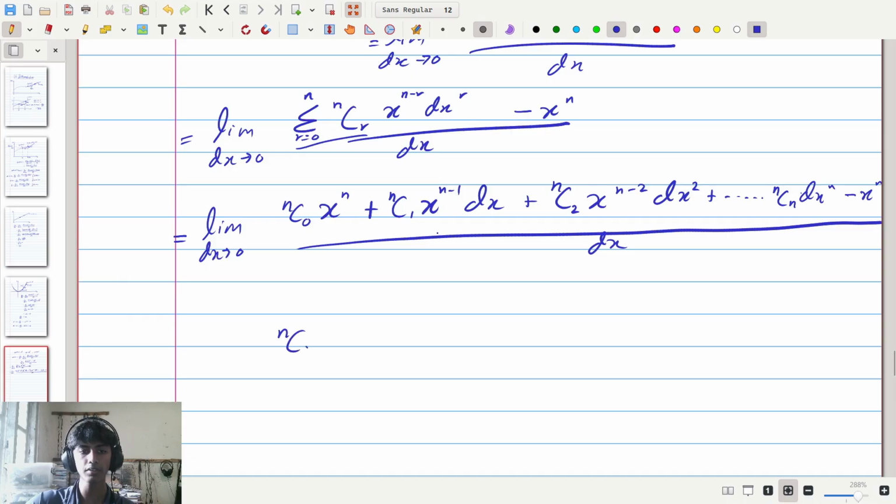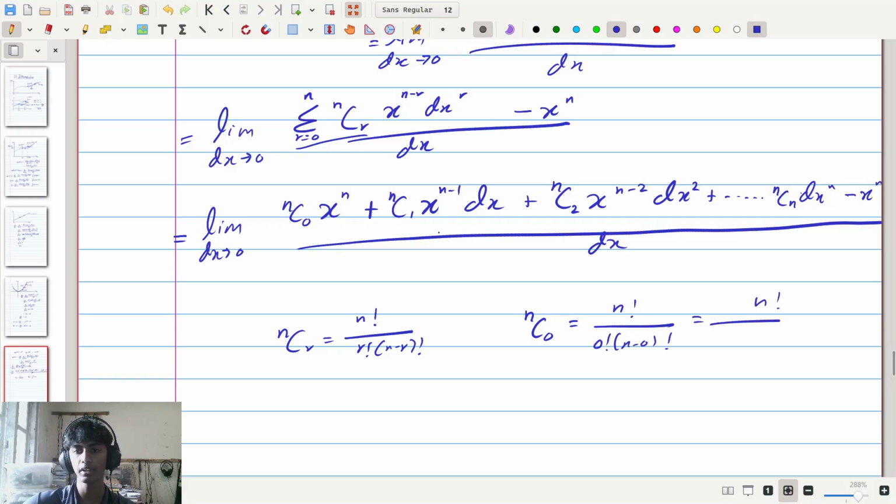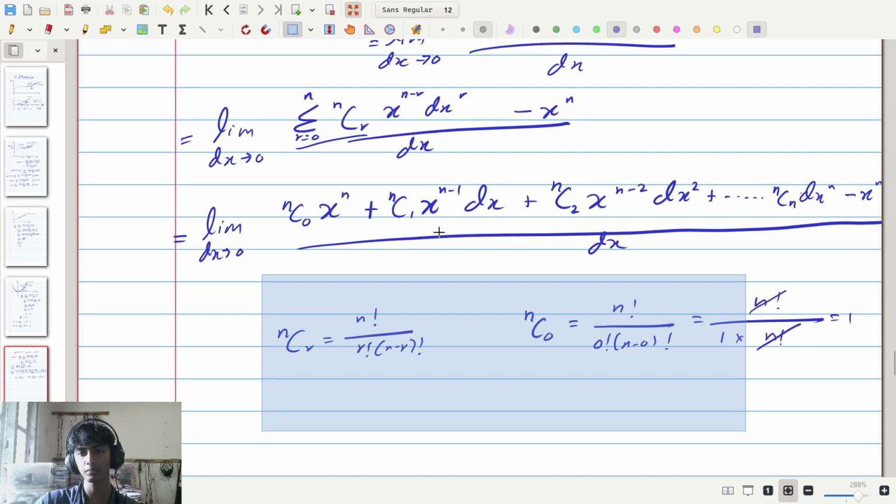The n choose r function is n factorial divided by r factorial times n minus r factorial. When r is 0, we have n choose 0, which is n factorial divided by 0 factorial times n minus 0 factorial. 0 factorial is 1 and n minus 0 is n, so we have n factorial here. Cancelling these two, we simply have 1. So therefore n choose 0 is equal to 1.